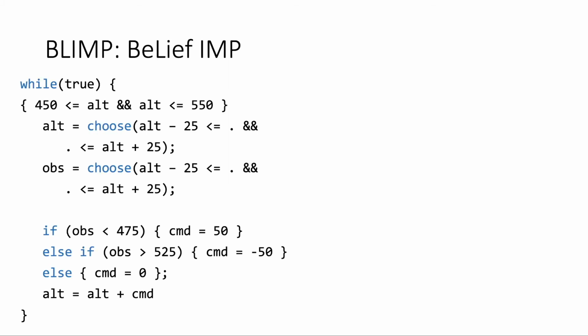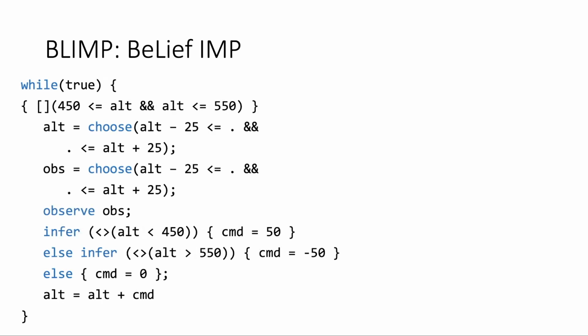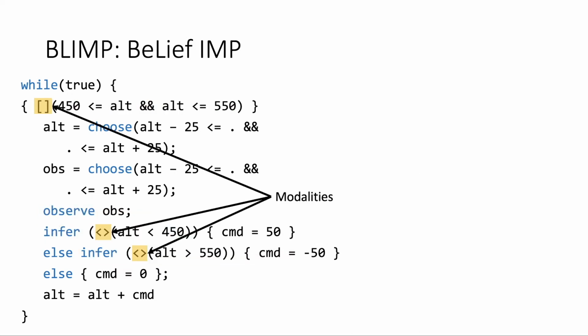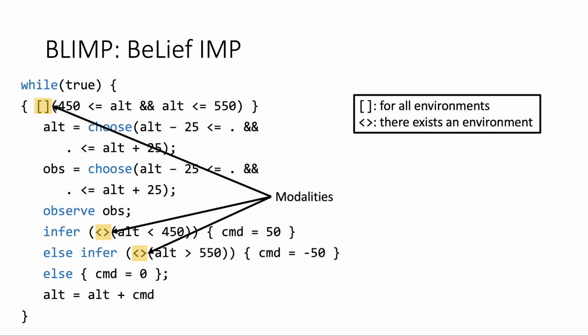Okay, so let's look at how we could translate this program to use belief programming. So this code is in a new language that we developed called Blimp, which is a belief programming enabled version of IMP. And it differs in the following ways. So we have a different correctness condition. We have this new type of statement called observation statements, and we have some different constructs in our state estimator. And one thing to notice is that the correctness condition and the state estimator use these modalities. And what these modalities mean is they're a way to build predicates on belief states.